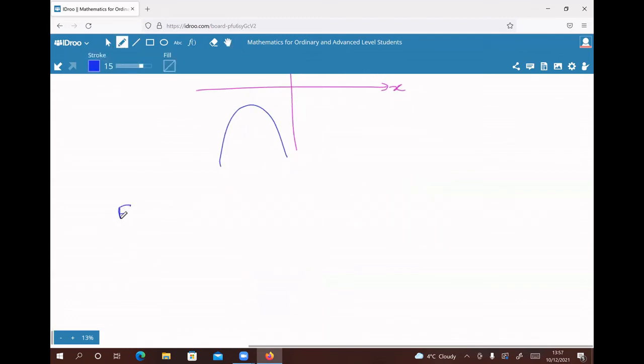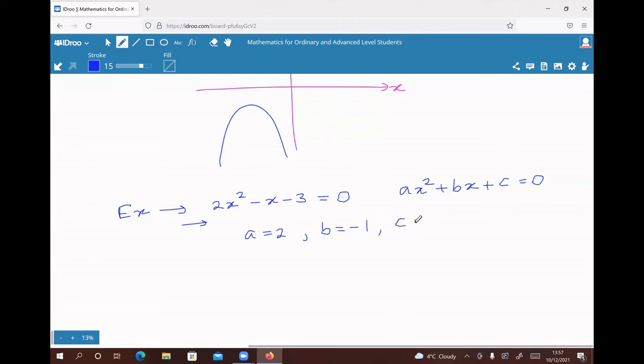So here we're going to look at the example. Let's say we want to solve this simple quadratic equation. Then I'm going to compare this quadratic equation with the basic quadratic format, so we can recognize the a, b, and c relating to this particular equation. As you can see, a is equal to 2, b is equal to -1, and c is equal to -3. Hope you can notice that.